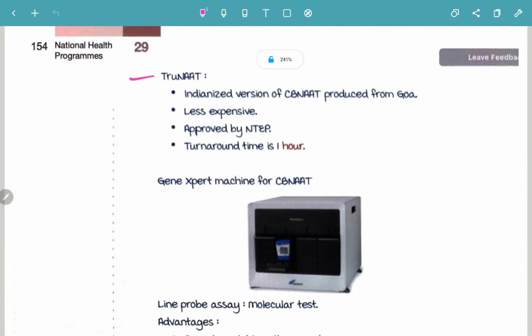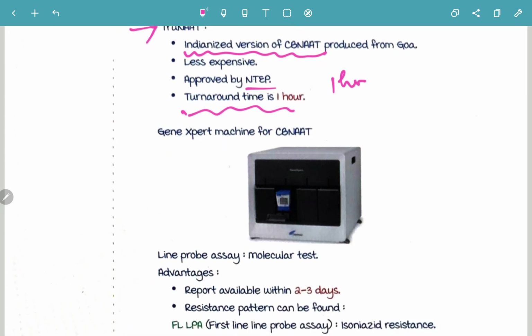Now, TrueNAT. So what is TrueNAT? TrueNAT is an Indianized version of CBNAT. So in India we do not use CBNAT, but we use something known as TrueNAT. It is less expensive, it is approved by NTEP, and the turnaround time is better. It's just 1 hour. There it is 90 minutes. Here it is 1 hour.